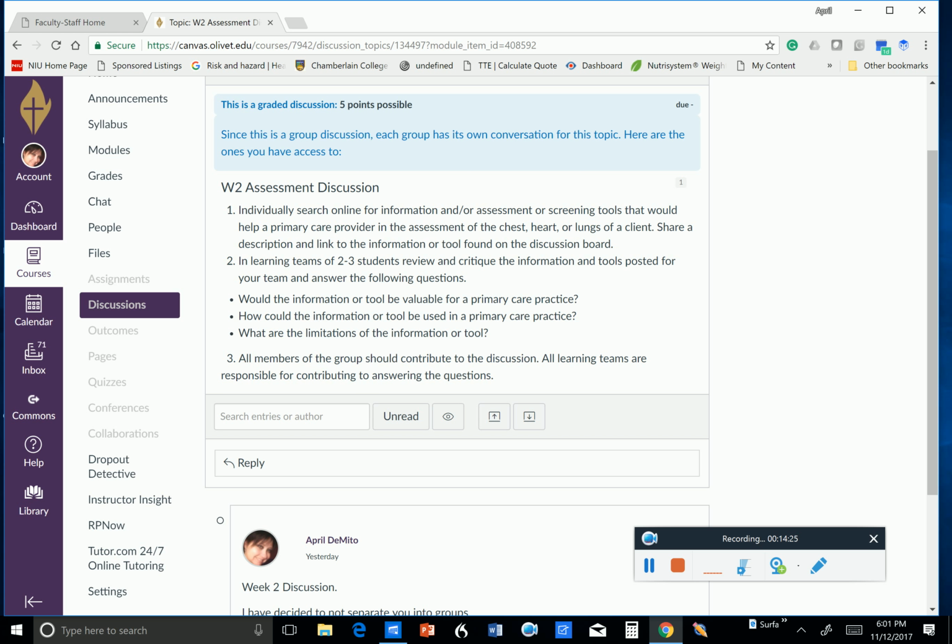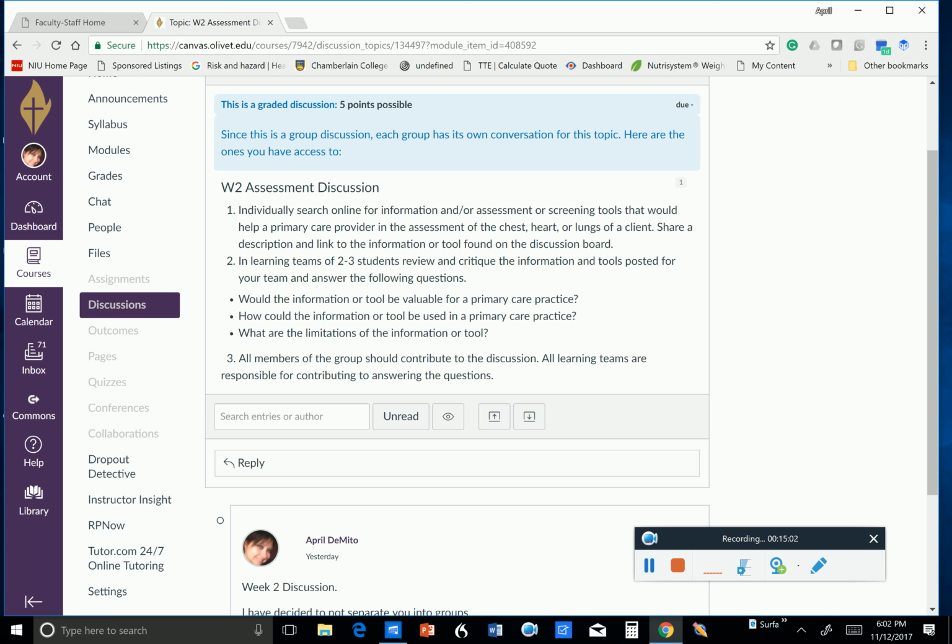You have more people to look at stuff. And so I want you to do this individually, and when you see the term individually, that means everybody has to do it. Individually search online for information and or an assessment or screening tool that would help a primary care provider in the assessment of the chest, heart, or lungs of a client. Share a description and link to the information or tool found on the discussion board. Now, forget about the learning teams. We're not doing that.